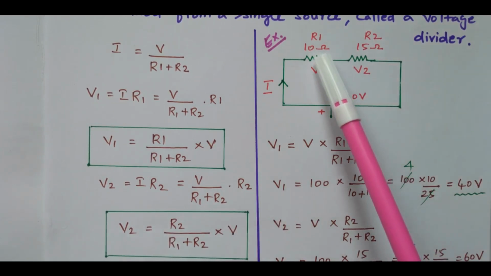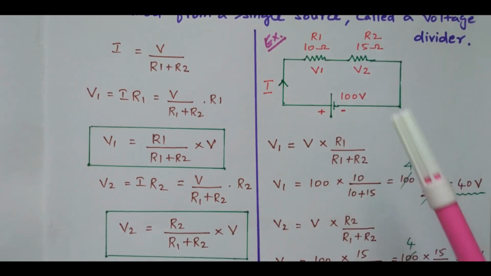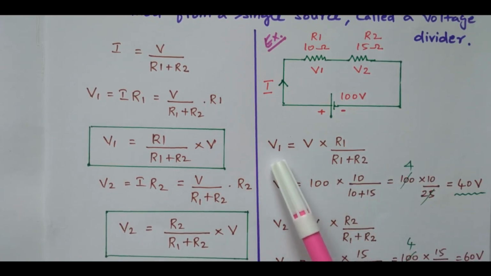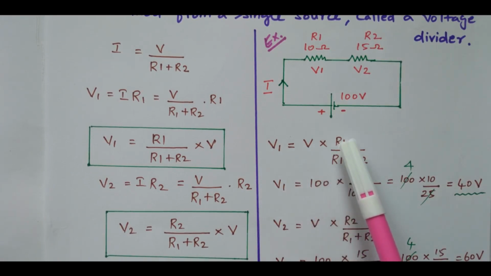Now we need to find the value of V1 and the value of V2 based on the voltage divider rule. So what is V1? It is equal to the total applied voltage multiplied by the resistor value divided by the total resistor. So V1 equals the total voltage applied, which is 100, multiplied by 10 ohm. V1 is nothing but the voltage across the 10 ohm. That resistor divided by the total resistor, 10 plus 15. So 100 into 10 divided by 25.